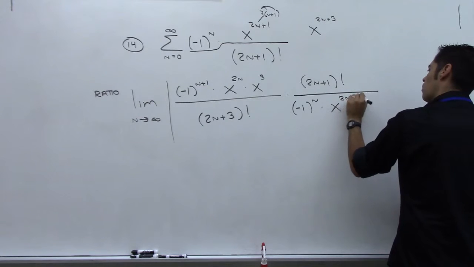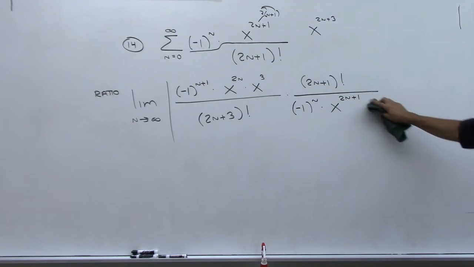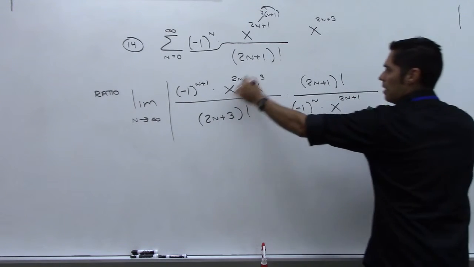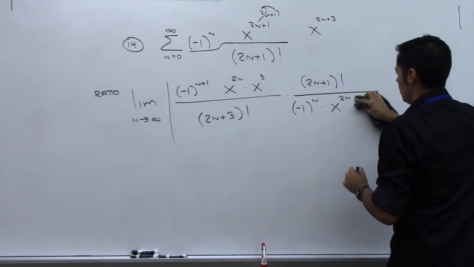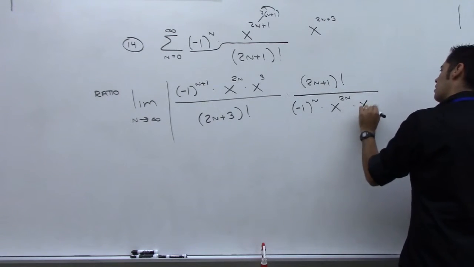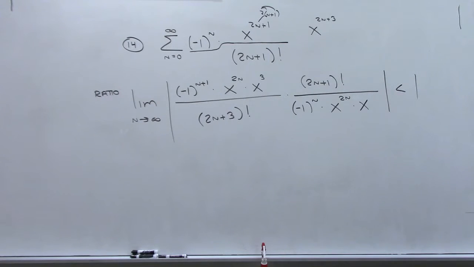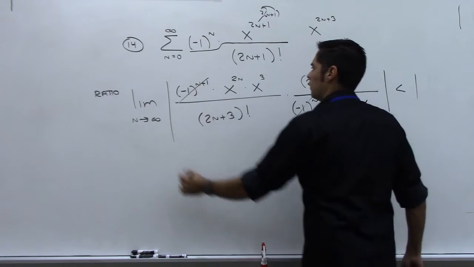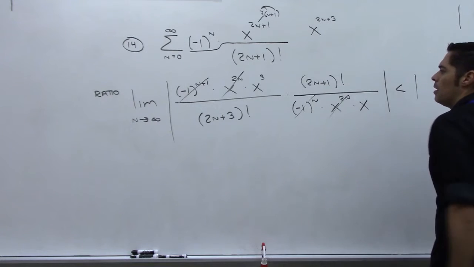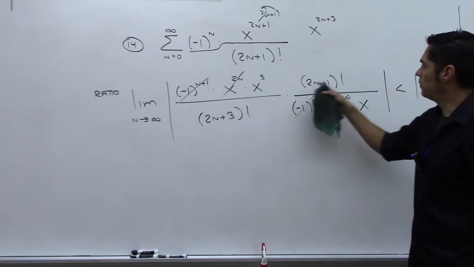2n plus 1. Which I'm actually going to change because I want this to cancel. I'm going to change that to x to the 2n times x. Need that to be less than 1. All right, these don't matter. This is canceling. These don't cancel, all right?